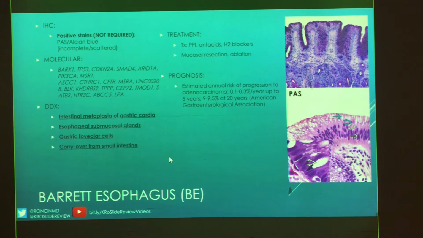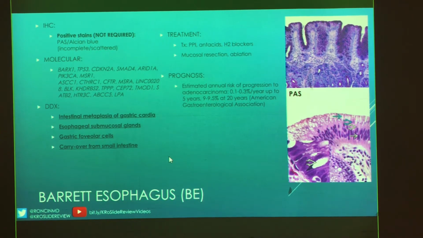The differential, obviously, if you were at the GE junction, is this just intestinal metaplasia of the gastric cardia, which is fine? Are these actually esophageal submucosal glands, which can mimic Barrett's? Same with gastric foveolar cells. And depending on where the sample is and how they did the endoscopy, you also need to consider if there was carryover from the small intestine. If everything's completely detached, you might want to consider that.